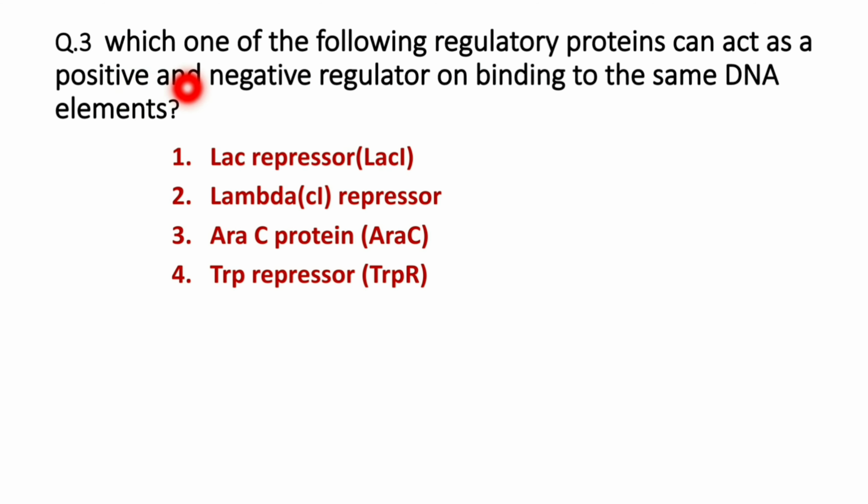Question number 3. Which one of the following regulatory proteins can act as a positive and negative regulator on binding to the same DNA elements? Options are LacI repressor, lambda repressor cI, AraC protein, and Trp repressor TrpR. The right answer is option 2, lambda repressor.